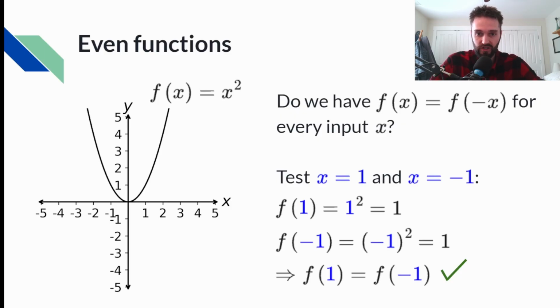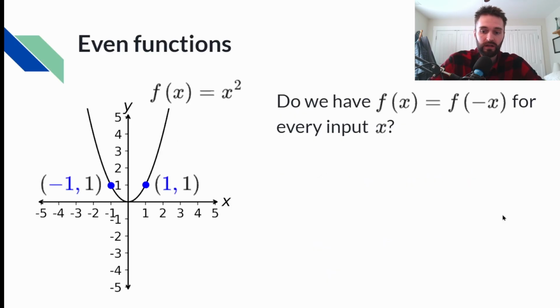So what are the implications on the graph? What does this mean on the graph? Well, let's plot the points. When we plugged in 1, we got 1, so (1, 1) is on the graph. And when we plugged in negative 1, we got 1, so (negative 1, 1) is also on the graph. Notice that these two points are symmetric about the y-axis. They're both a horizontal distance of 1 away, and they're both at a height of 1.